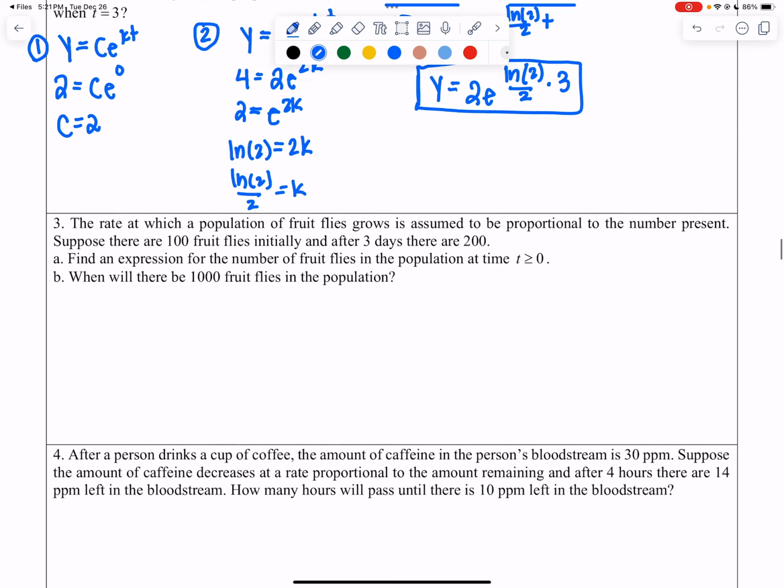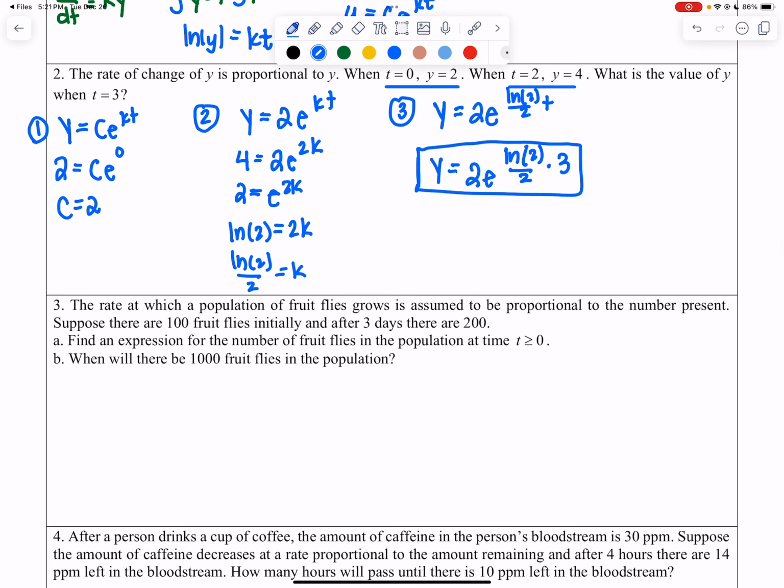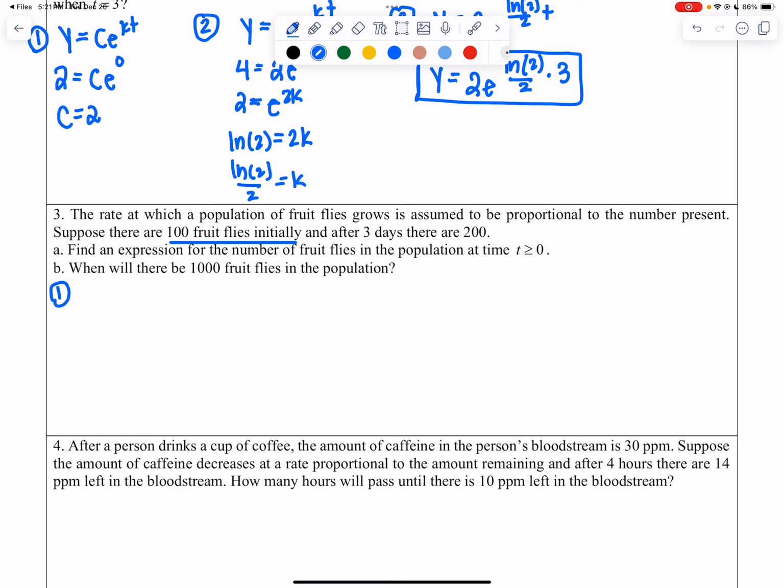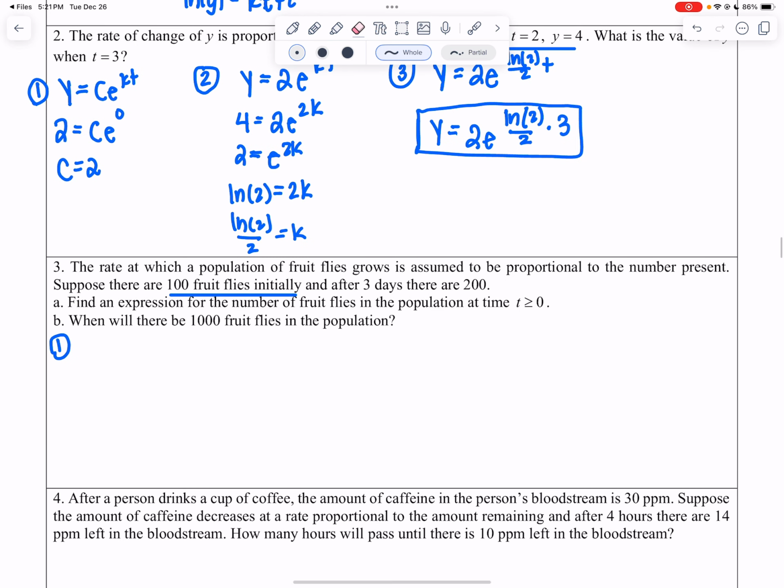So part A is essentially this 3-step process here where we are going to find the equation. The first step is to find out what C is, and that's always going to be using my initial value. So it tells us that we have 100 fruit flies initially. So if I plug in 100 and t is 0, that means that C is going to be, plot twist, 100.